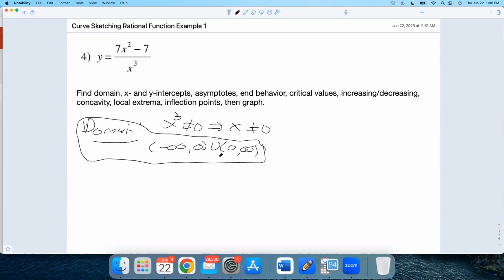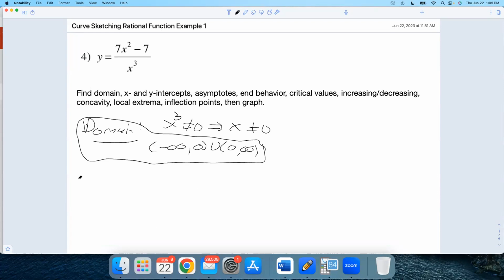That also tells me I'm probably going to have a critical value at 0. Any place where the function's not even defined, the derivative's not going to be defined. I'm going to have a discontinuity in the derivative at 0. That needs to go on the sign chart. A lot of mistakes happen there.